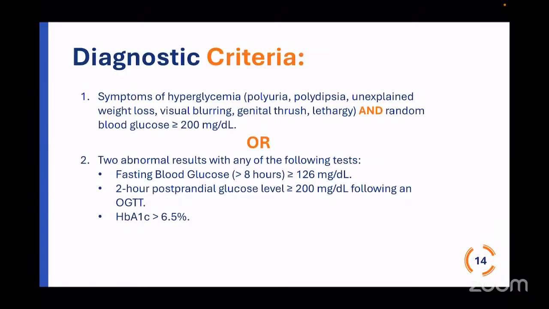So diagnostic criteria, either one: the patient has random blood glucose more than 200 milligram per deciliter with symptoms of hyperglycemia, which we just spoke about, polyuria, polydipsia, weight loss, or the patient has two abnormal results with any of the following tests. Number one, fasting blood glucose is more than 126 milligram per deciliter, or 2-hour postprandial glucose level is more than 200 milligram per deciliter following an oral glucose tolerance test, or hemoglobin A1C is more than 6.5%.